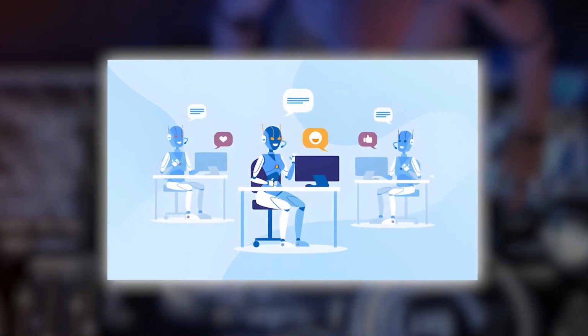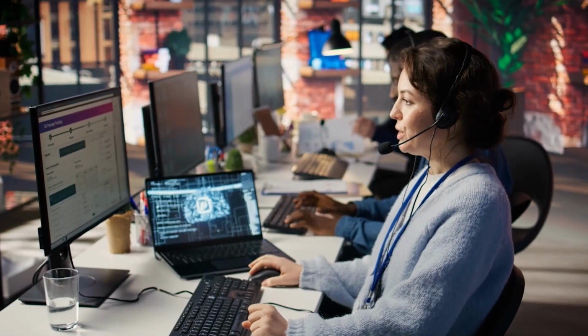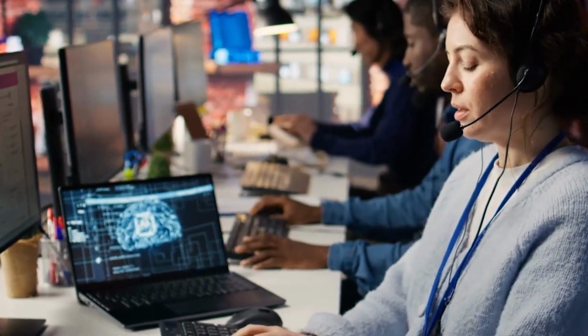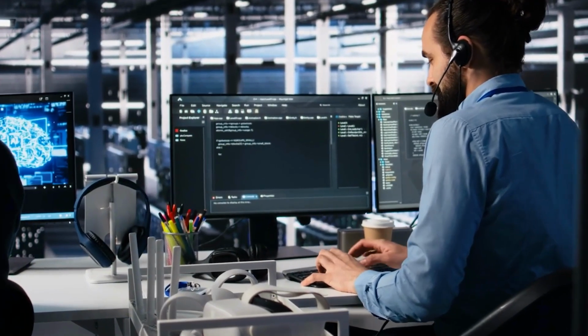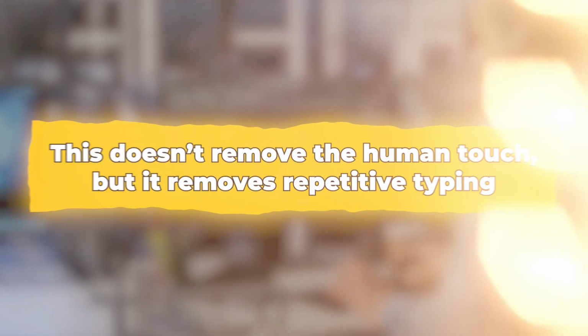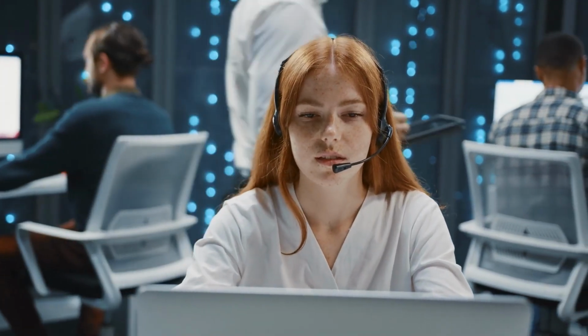Customer replies and support are another common automation opportunity. If you receive similar questions repeatedly, AI can help you create standard responses. You can build a library of answers that you reuse whenever those questions come up. This doesn't remove the human touch, but it removes repetitive typing. Many beginners underestimate how much time this saves until they try it.